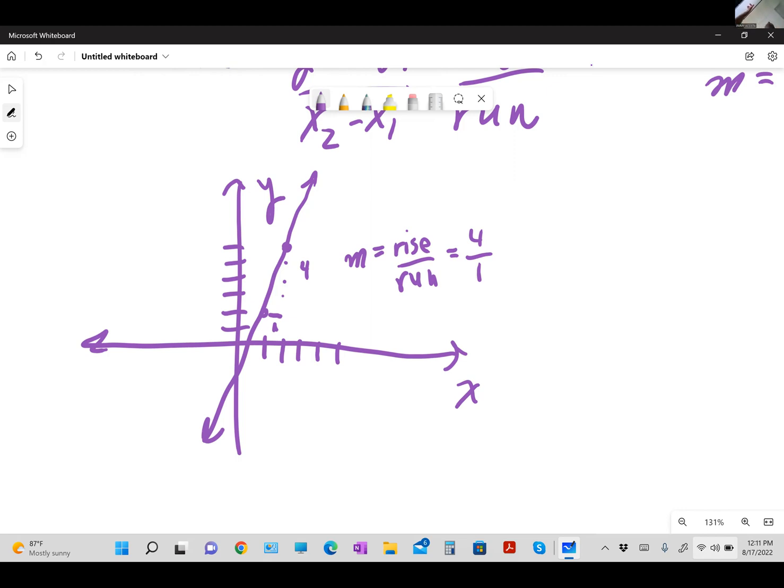What's interesting here is that you've got to remember that the point of this slope stuff is to be able to do lines, all right? And that's where we're aiming.